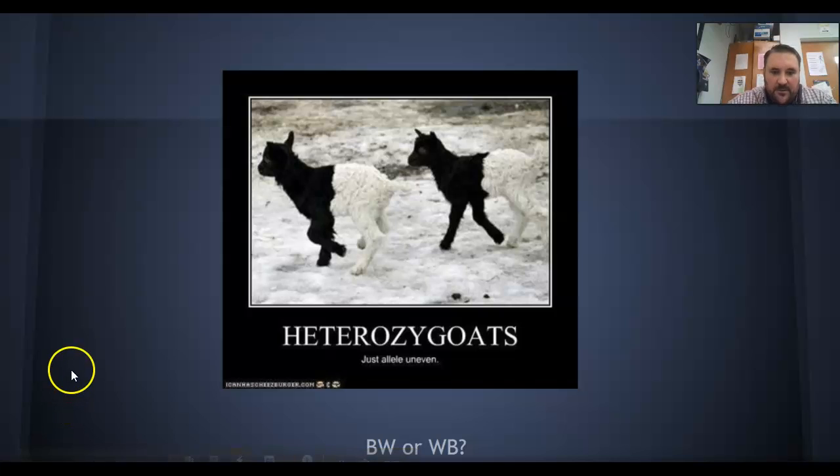Here's a good joke for you. These are heterozygotes. Heterozygote means you have one black and one white, although very rarely would you see something like that.